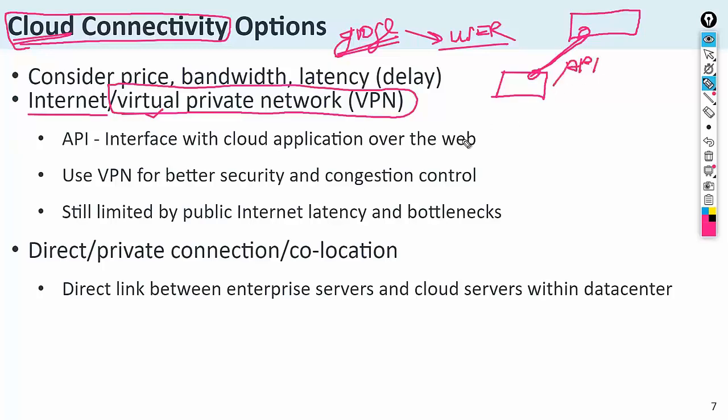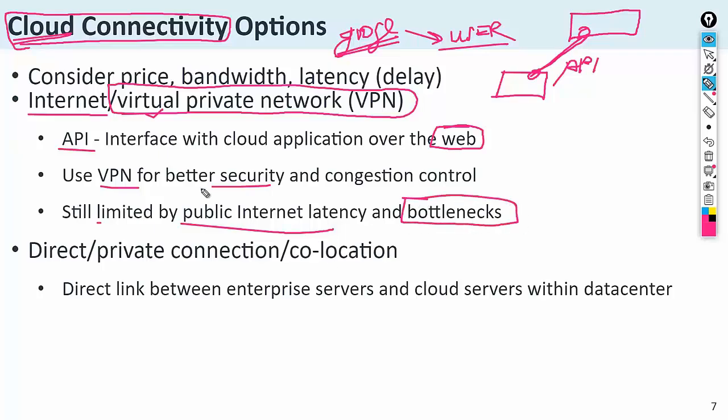API, you already know about this interface. By using the API, you can connect with the cloud application using your web browser. The other option is to use VPN services. VPN is actually used for better security and congestion control, and it is still limited by the public internet latency and bottleneck, meaning slow speed.